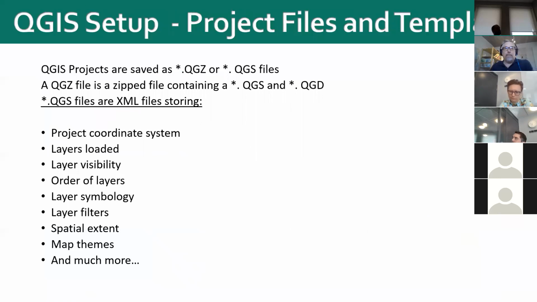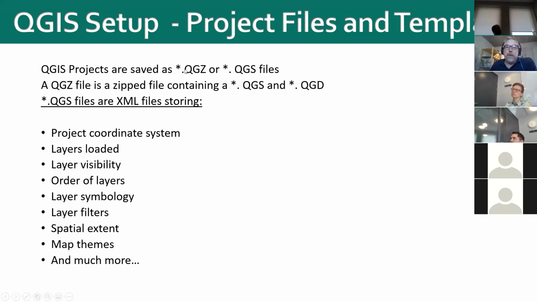There are also project files. So when you save a QGIS project, it gets saved as a .qgs or .qgz file. They're largely the same. Basically, when you see a .qgz, this is a zip file, and inside it contains this .qgs and a .qgd. This is a QGIS database file.